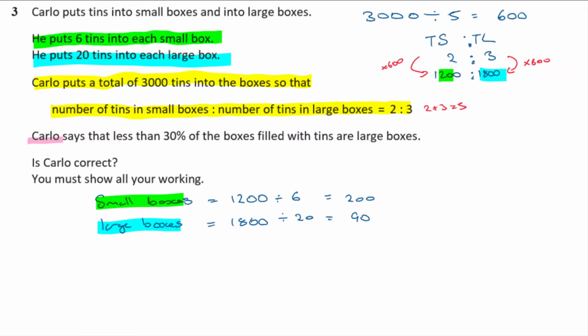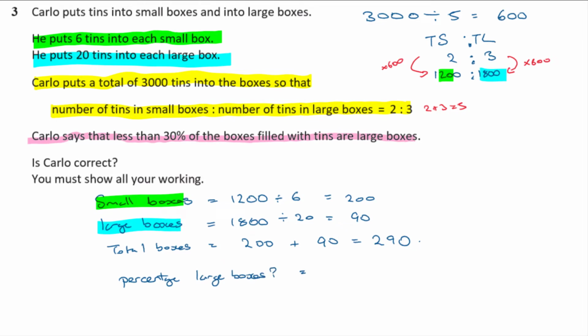Now Carlos says that less than 30% of the boxes filled with tins are large boxes. Okay, is that true? Well, how many boxes are there altogether? So total boxes, that's going to be my 200 small boxes plus my 90 large boxes. That's 290 boxes altogether. So then what percentage are large boxes?